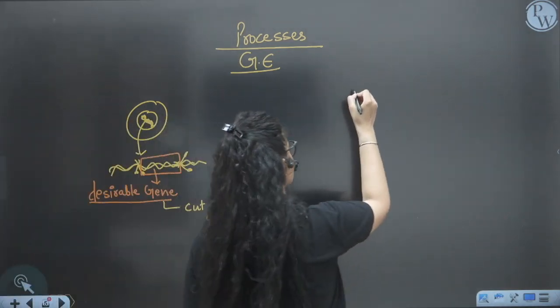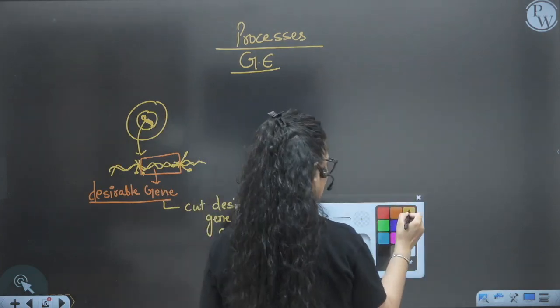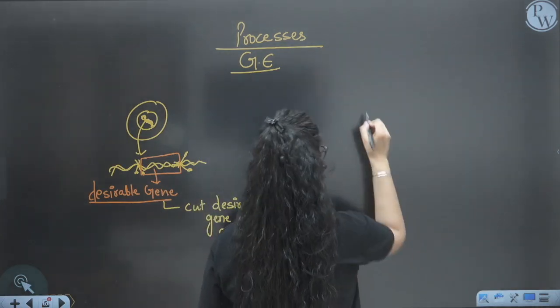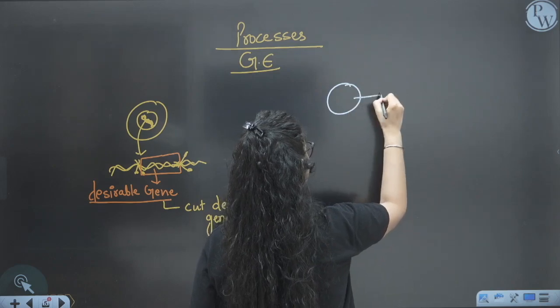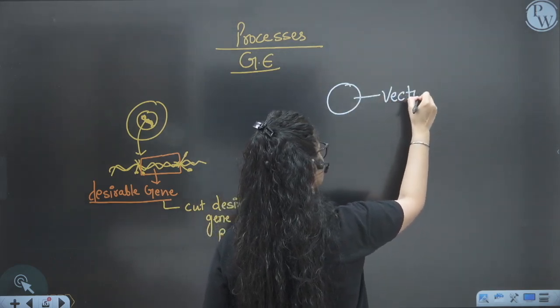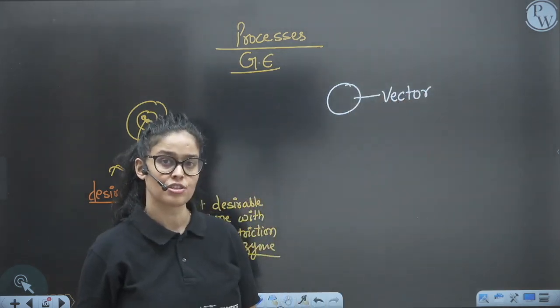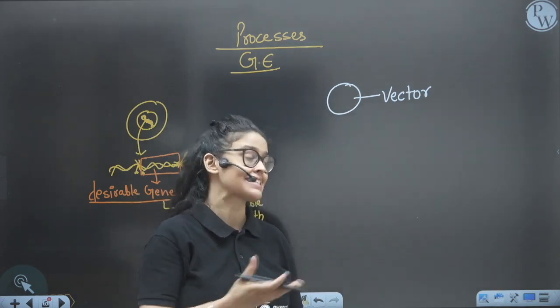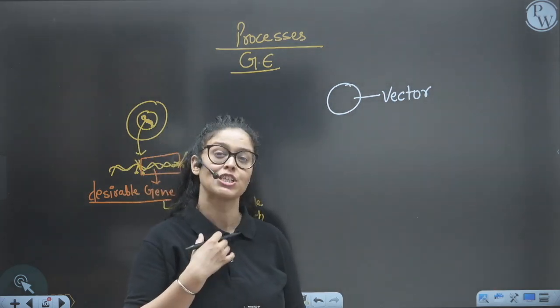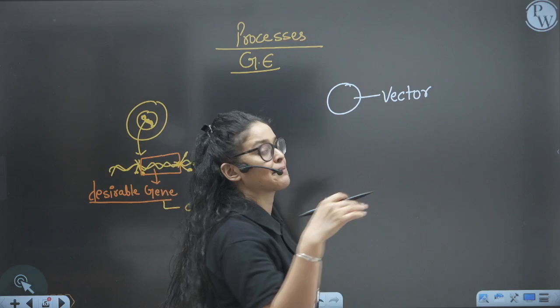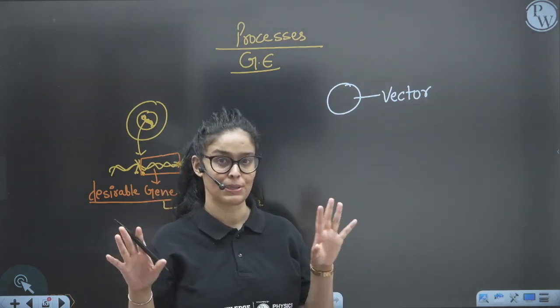Now suppose this is the carrier. So we require carrier also, gene carrier, right? Which is also known as vector. So vector, like mosquito is the vector for the malaria pathogen. Same way, vector means is the carrier of our gene of interest. So vector can be plasmid, and I'm sure that you know the plasmid, right?